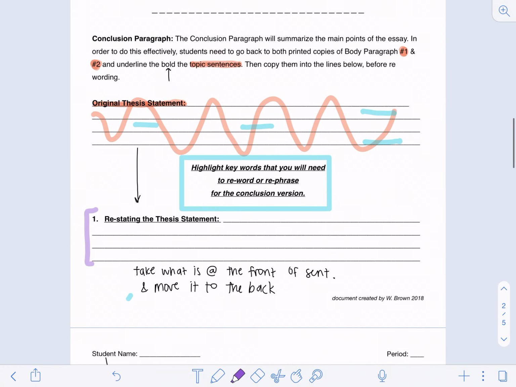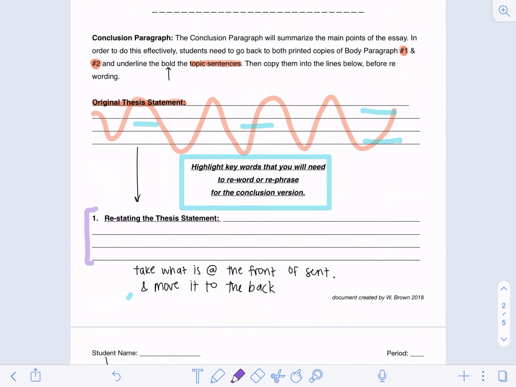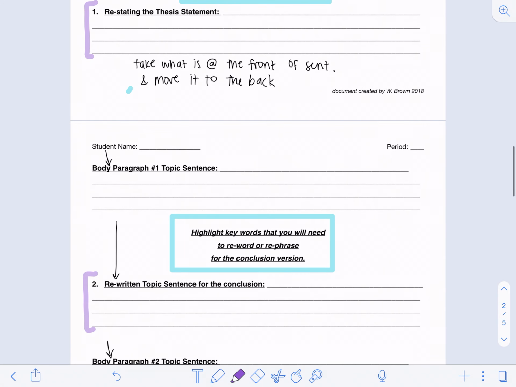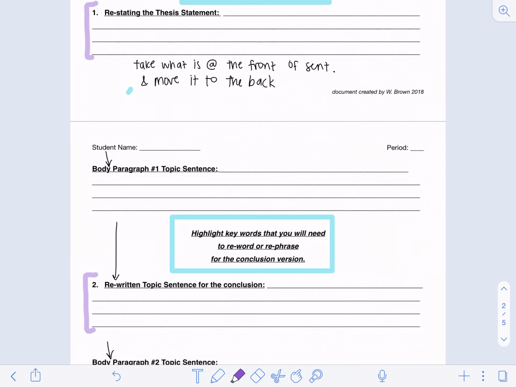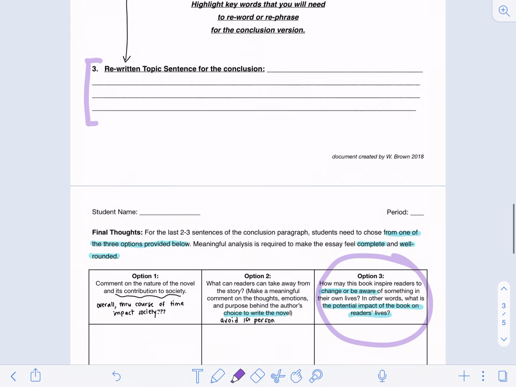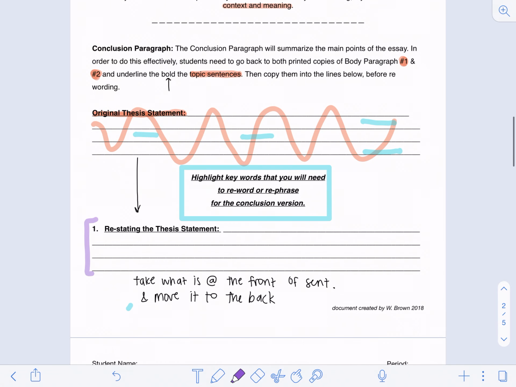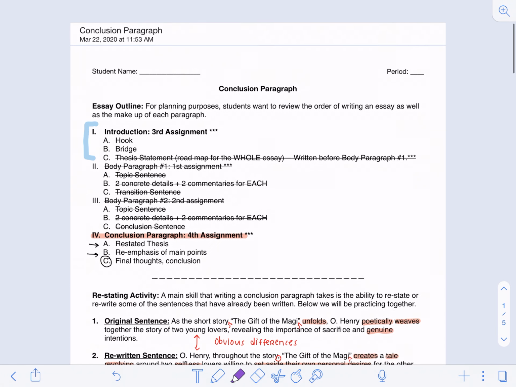Sometimes students get confused and they think they need to include all the originals as well. No, this is just the easiest way I found to kind of practice your restating. So whatever I've highlighted in purple, that's what you would eventually type up in that final MLA formatted draft. Okay, that takes us to the end of the conclusion paragraph.